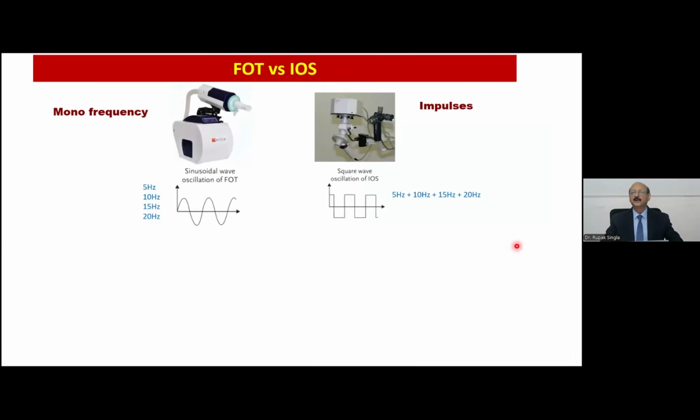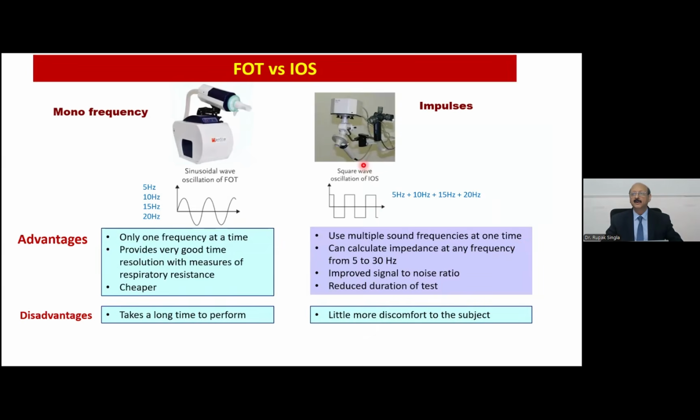You must also be hearing about FOT and impulse oscillometry. Basically, impulse oscillometry is a type of forced oscillation technique, called FOT. In FOT, sinusoidal waves are used, and the main difference is that only one frequency is sent at one time. It provides a good time resolution with measures of respiratory resistance, and it is cheaper also.